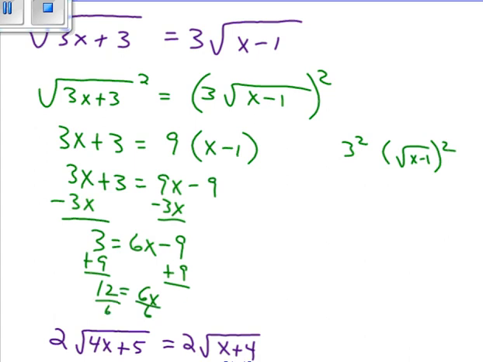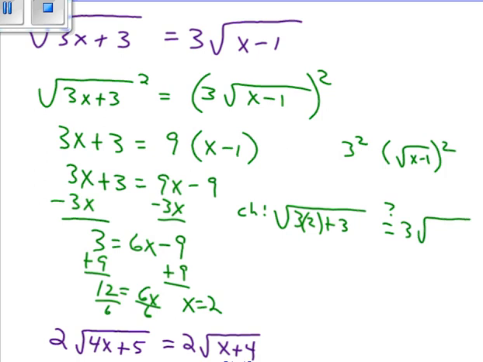And I get x equals 2. I'll try checking that real quick. So it's root 3 times 2 plus 3. Does that equal 3 times root 2 minus 1? So that is going to be 6 plus 3, that's root 9. Does that equal 3 times, that's going to be a 1. So that's 3 equals 3. So that checks. So x equals 2 is a good solution.